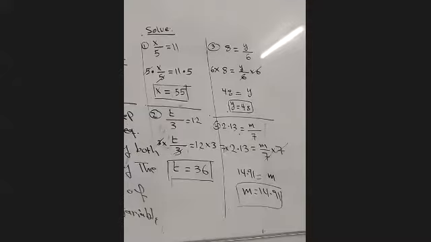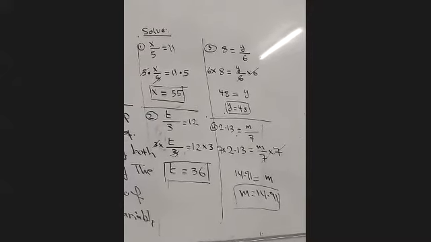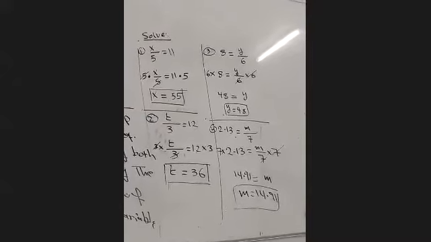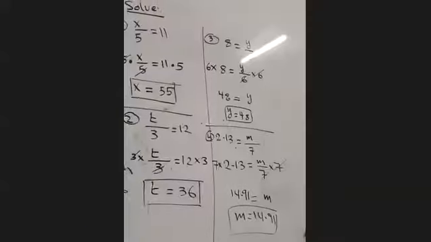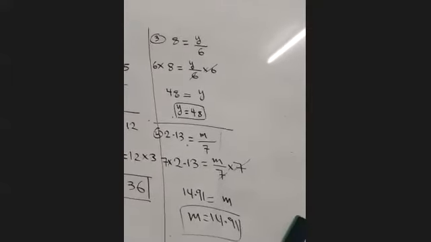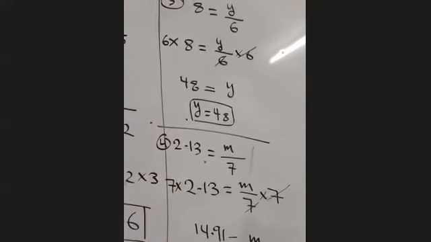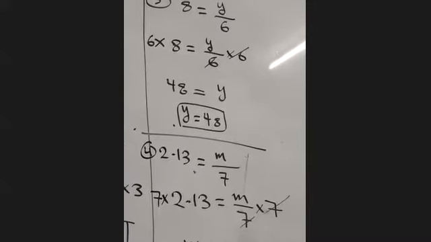Yeah, mister, in the division, when it's over a fraction, why do we have to multiply here and here when we can just multiply the equal by the denominator, that's 7? Because we cannot do one thing on one side and not do the same thing on the other side. Okay? If you do that, the equal sign won't be valid.